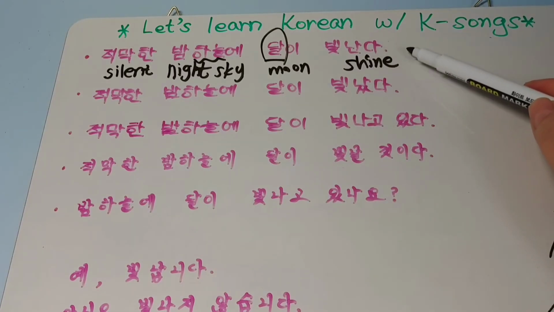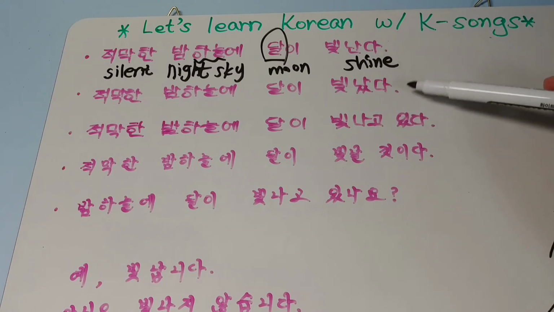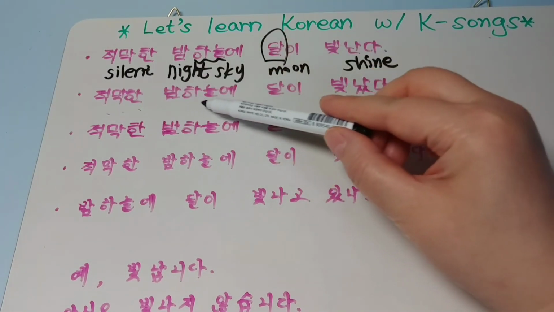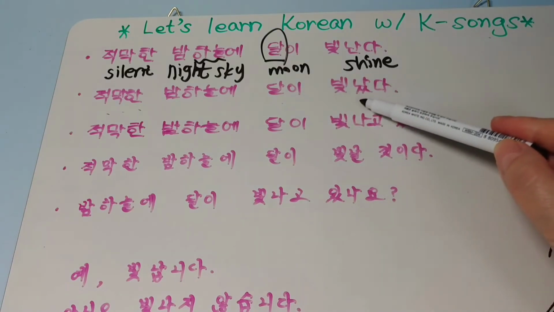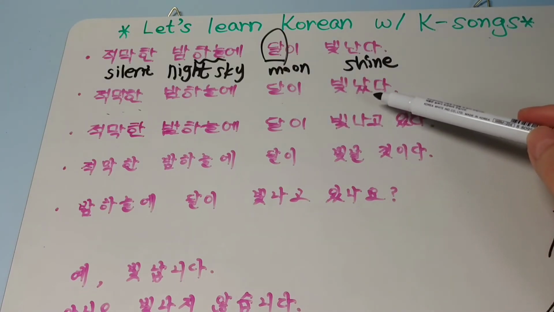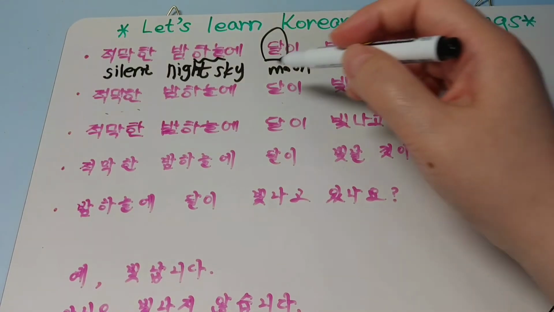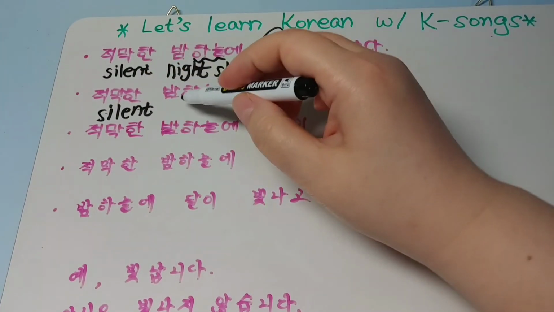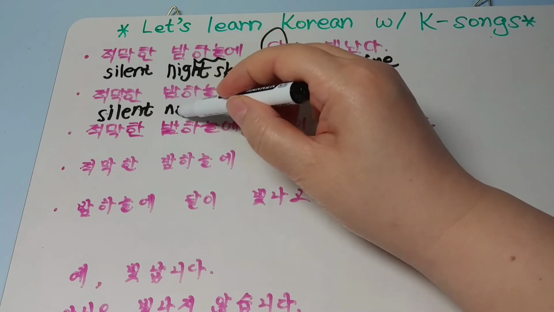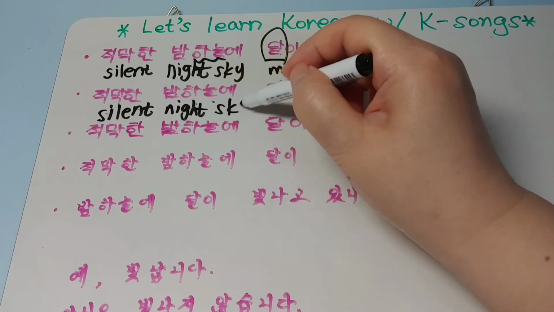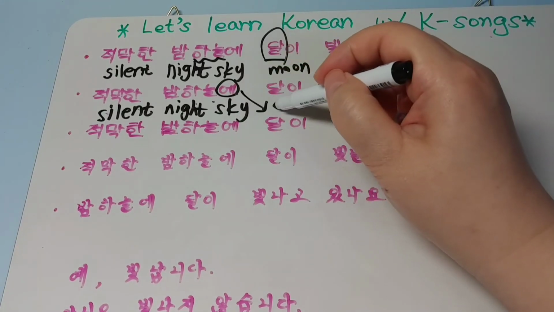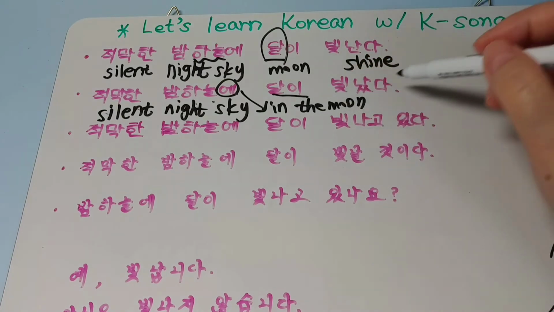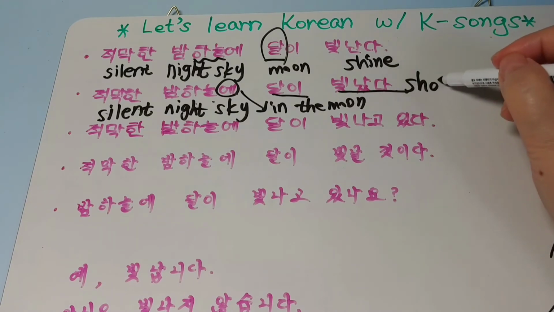As you know, this sentence is present tense, so let's make other forms. Next, 적막한 밤하늘에 달이 빛났다, this is the past form, past tense. Okay, then, 적막한, silent. 밤하늘, night sky. 에, preposition, in. 달이, the moon. 빛났다. Past tense is shown.